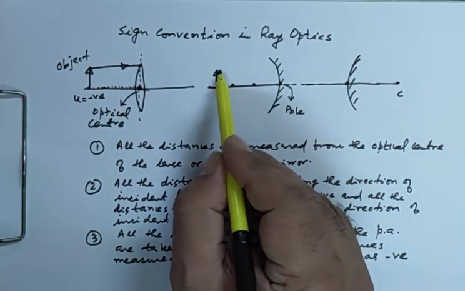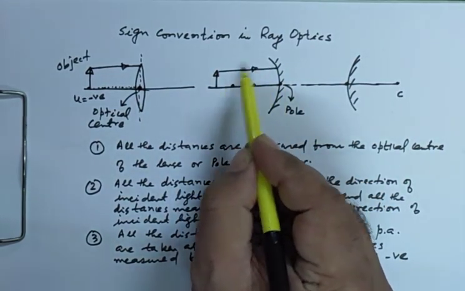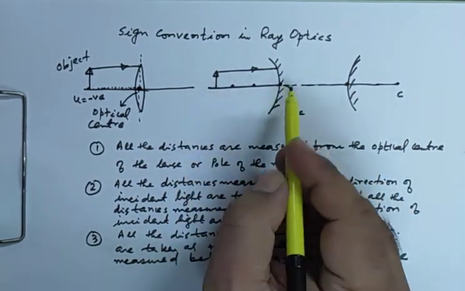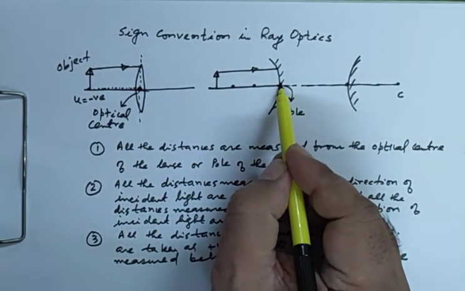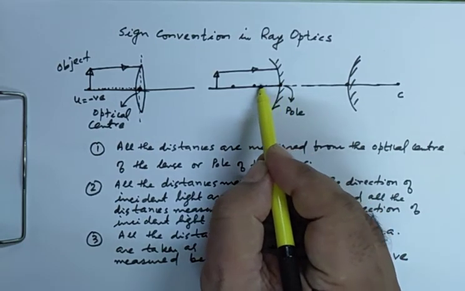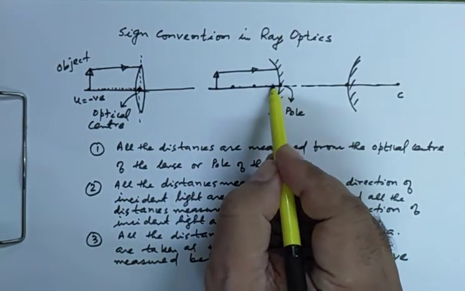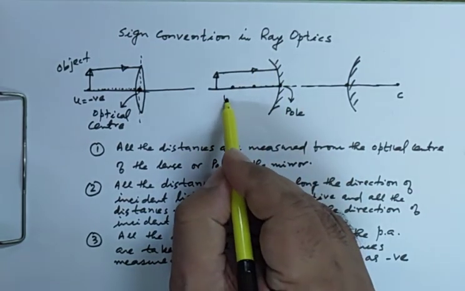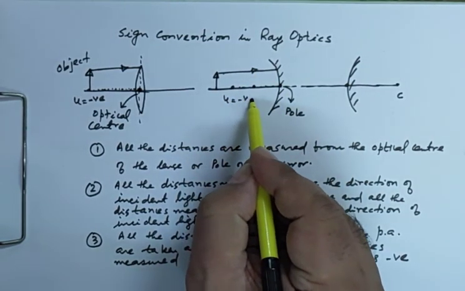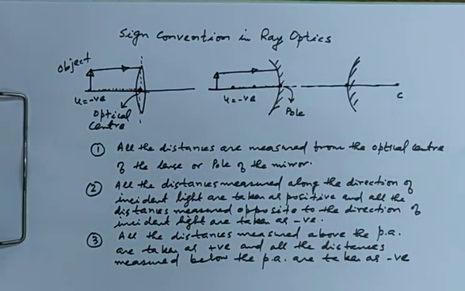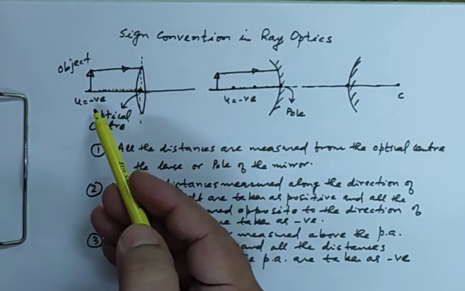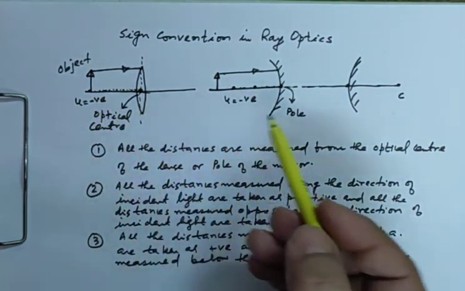Similarly, in case of a mirror, this is the object, this is the pole. If I want to measure the distance of the object from the mirror, I will start from the pole. I am moving from the pole to the object, and you can see that I am moving against the direction of incident light. So in this case also u is negative. So the point is that if you are moving against the direction of incident light, then the distances are given a negative sign.